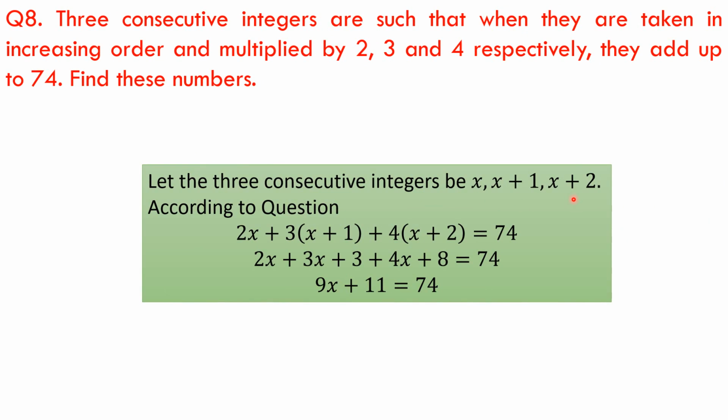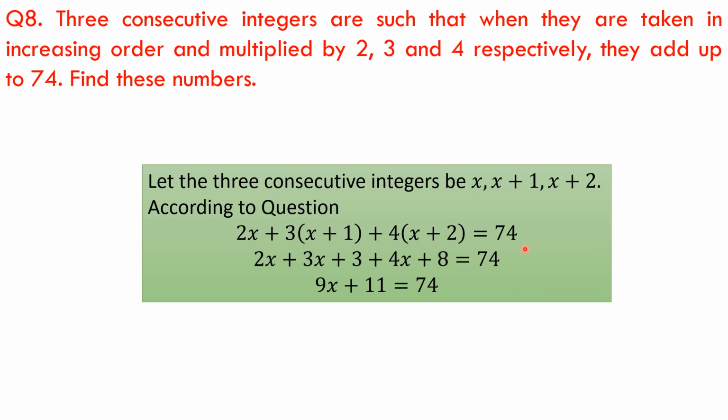According to the question, first integer is multiplied by 2, so it becomes 2x. Second integer is multiplied by 3, so it becomes 3 bracket में x plus 1. Similarly, third integer is multiplied by 4, so it becomes 4 bracket में x plus 2. And their sum is 74. So our equation is 2x plus 3 in the bracket x plus 1 plus 4 in the bracket x plus 2 equals to 74.